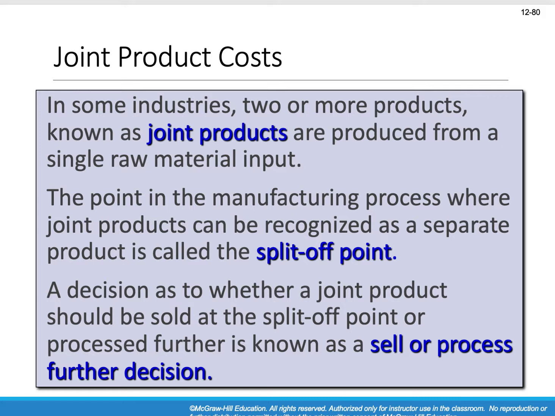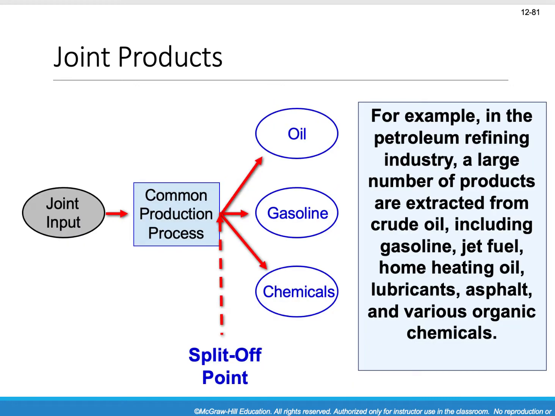So what we need to do is focus in on that split off point, and we need to make a decision. Do we sell it as it is, or do we process it further and then sell it? Not too complicated, right? The example here is petroleum. We can get a lot of things from petroleum. We have joint input, and then there's some common costs that we incur to get that petroleum.